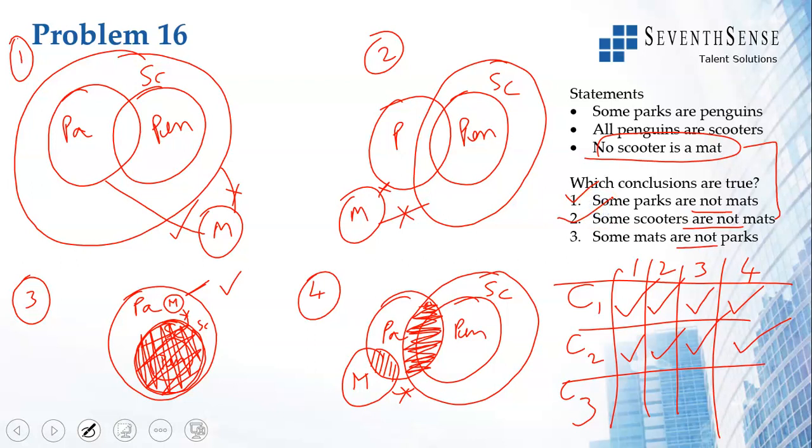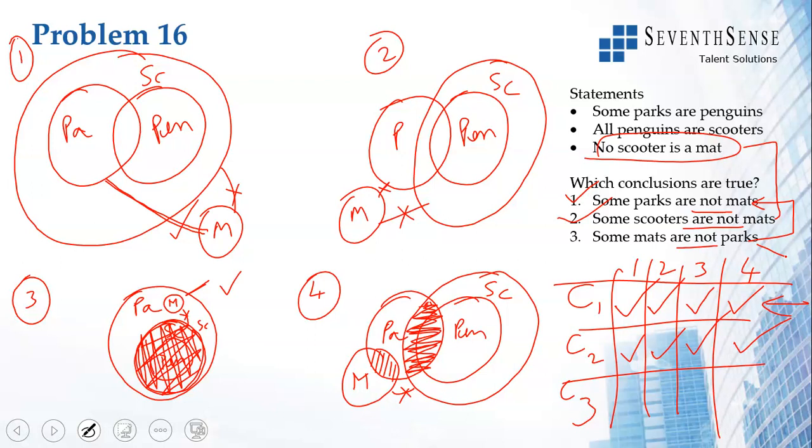Let us look at the third one. Some mats are not parks. Okay, I get that. Very, very important, see these two. The conclusion which is true is some parks are not mats. That conclusion is proven true here. Okay, let us look at the third conclusion. Can I conclude that some mats are not parks?